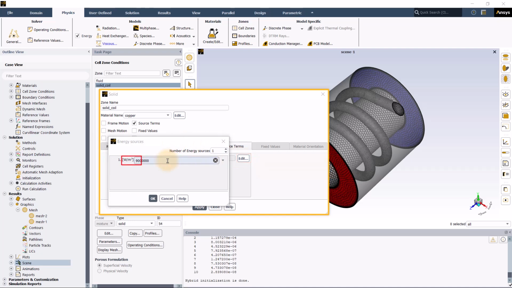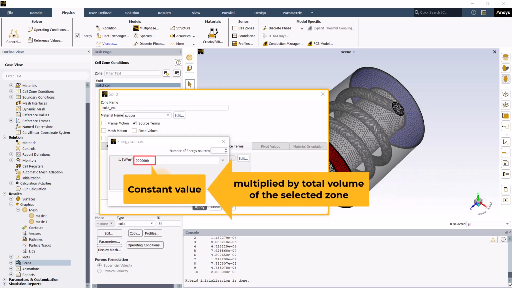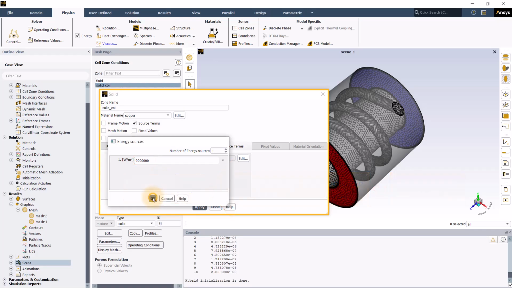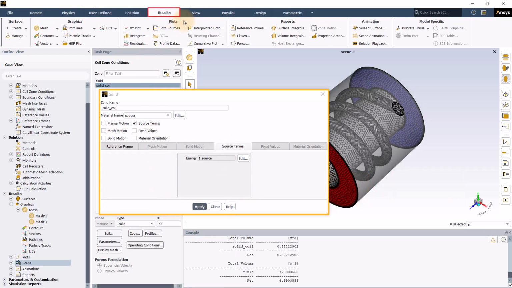The units of the source term are power per unit volume, so if you're using SI units, energy source terms usually have large values. When the value here is multiplied by the volume of the coil, the total energy source term turns out to be 2.9 megawatts. And remember, if you need to find the volume of your solid zone, you can use the volume integrals panel to do that.